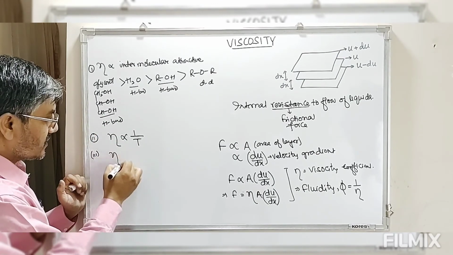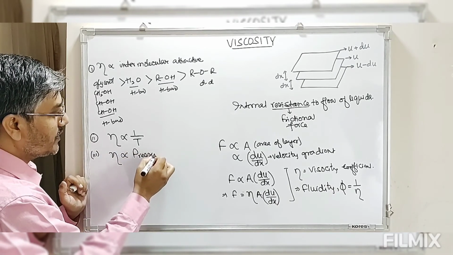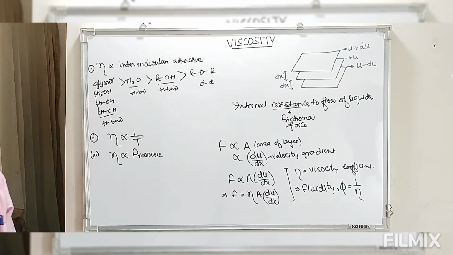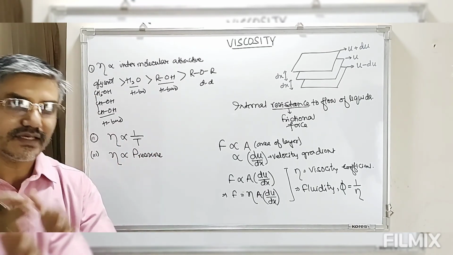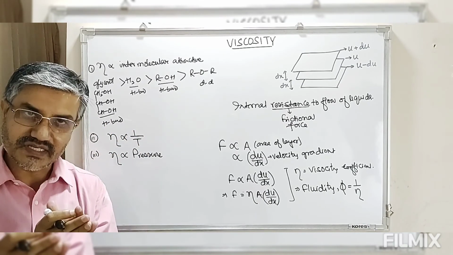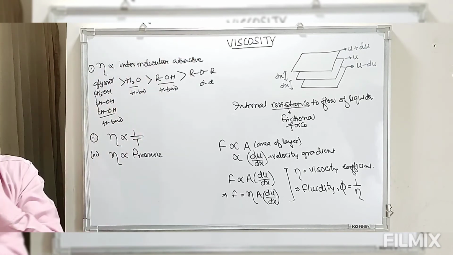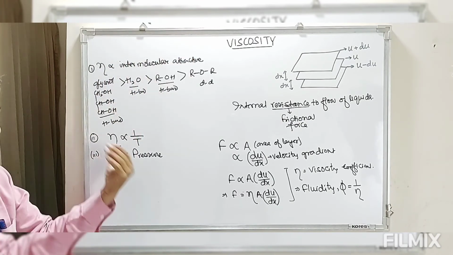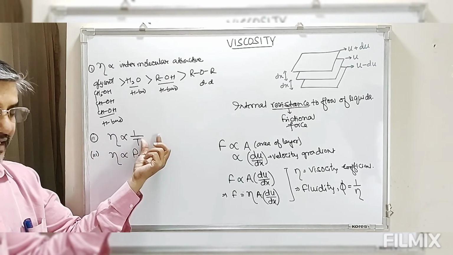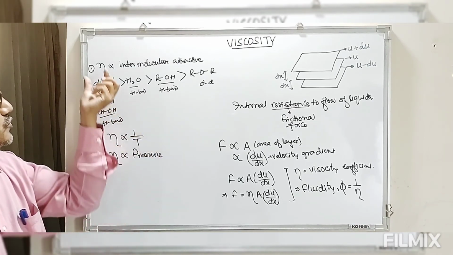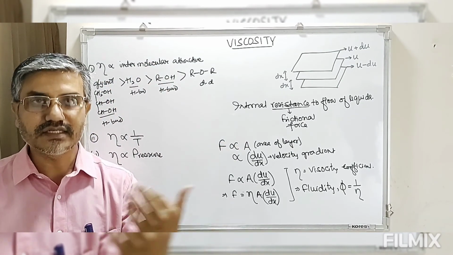Now this viscosity is directly proportional to pressure. On applying pressure, molecules will come closer and then intermolecular attractive force will be increased. As the intermolecular attractive force increases, then the viscosity will increase. So viscosity increases as the pressure is increased, viscosity decreases as the temperature is increased, and viscosity increases as the intermolecular attractive force increases.